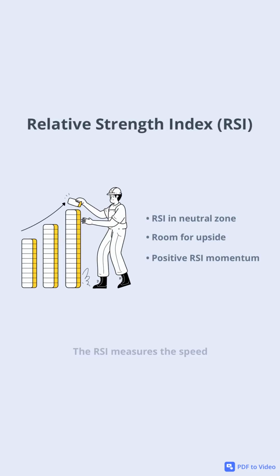The RSI measures the speed and change of price movements, helping to identify overbought or oversold conditions. ONDS's RSI 14 is at 56.68, RSI 21 at 55.15, and RSI 28 at 54.85. These values are in the neutral zone, suggesting there's room for further upward movement before the stock becomes overbought. RSI momentum at 2.33 also points to a steady, positive trend.